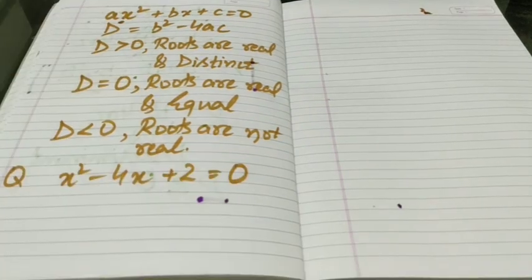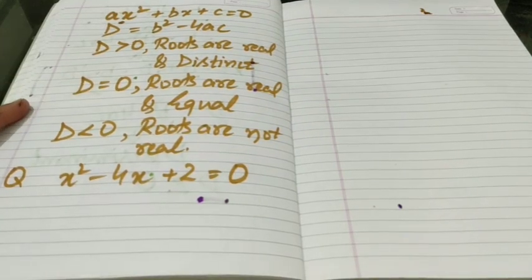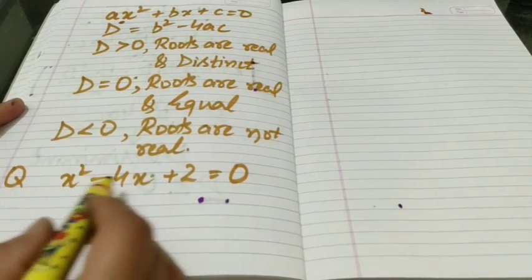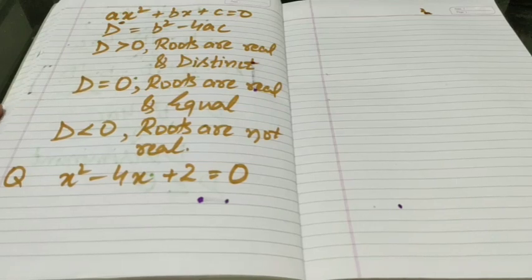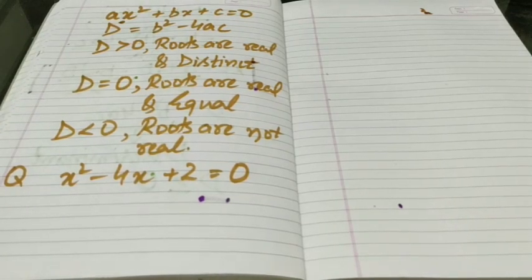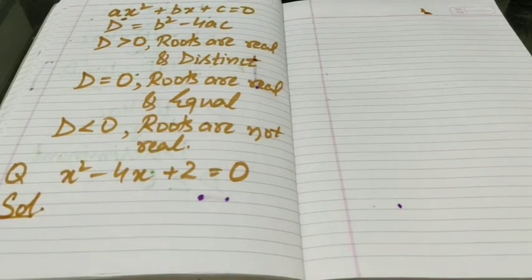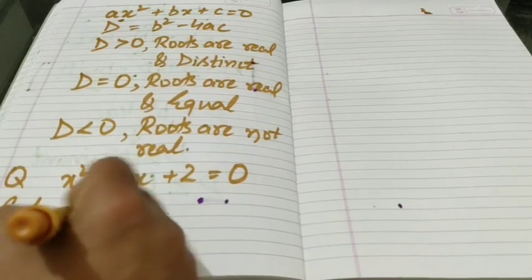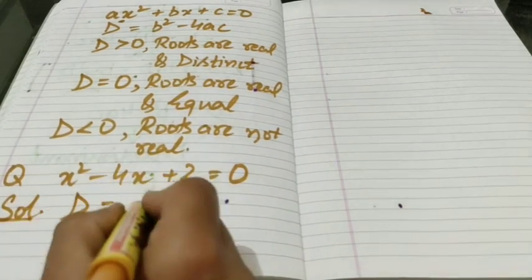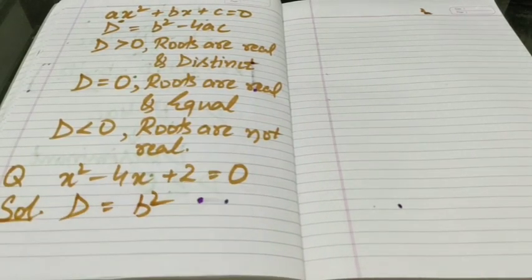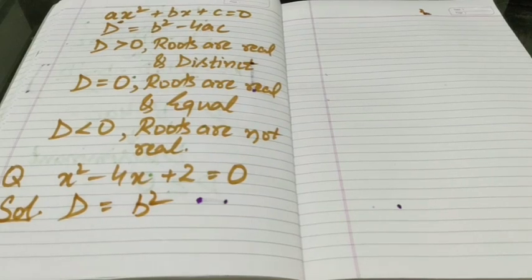Now let us try to understand this concept through some examples. Let us suppose a quadratic equation x square minus 4x plus 2 equals to 0 is given to us, and we are asked to find the nature of roots, and in case of real roots we have to find the value of roots. To find the nature of roots, first of all we have to find the value of the discriminant, which is D, and we know that D equals to b square minus 4ac.